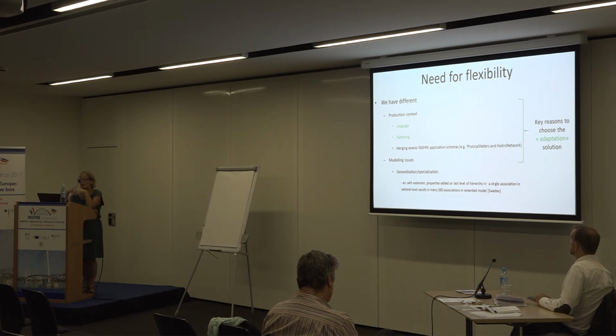There are other, I will say, minor reasons, for instance, on modeling issues. There was a funny example about generalization and specialization. With the extension rule of INSPIRE, you add your local specificities at the last level of the hierarchy, the very small child. For instance, there was a common property at a very generic level on the object. It was from Sweden, and in the end, one association in the national model resulted in more than 80 associations in the extended model, because the association had to be made between the child feature types. So, of course, it's not a key reason for choosing adaptation, but it makes the model less readable.